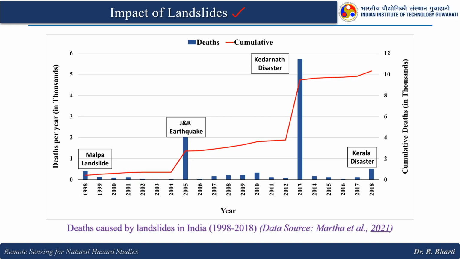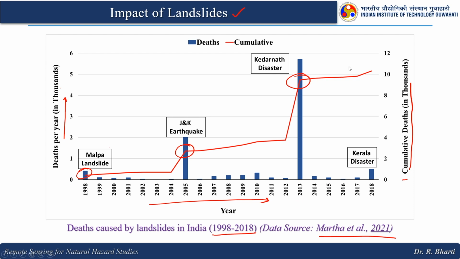Impacts of landslide. So here you have the number of deaths in India, 1998 to 2018, from Martha et al. 2021. So when we say this Malpa landslide, it is one of the major landslides. Here in the x axis you have years, y axis you have deaths per year in thousands, and in this axis you have cumulative deaths in thousands. So this Malpa, then you have the J&K earthquake, then you have the Kedarnath disaster. So you can see how the numbers are increasing day by day.